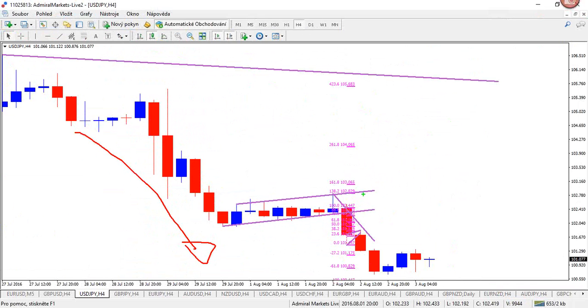A break above that channel could indicate a new momentum direction, a new trend direction. So if you look at this downside, you see clear momentum candles. Those candles are relatively large to the downside. The candle closes are near the low.